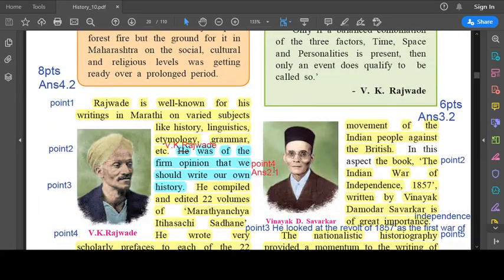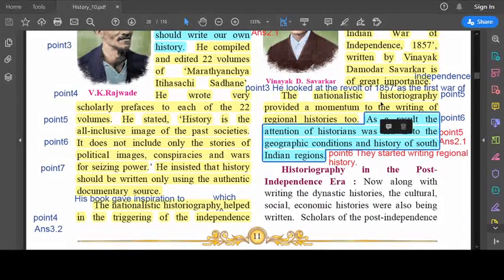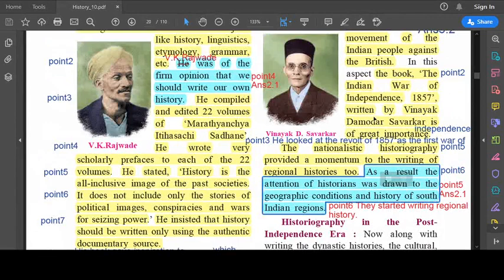It's over here. See here, point 4, children. It's highlighted in blue, marked in red. Point 4. Cancel he. In place of he, write V.K. Rajwade. Okay. V.K. Rajwade was of the firm opinion that we should write our own history. That's point number 4. Now point 5. Here, right hand side. Second last paragraph. Okay. See the 4th last line.